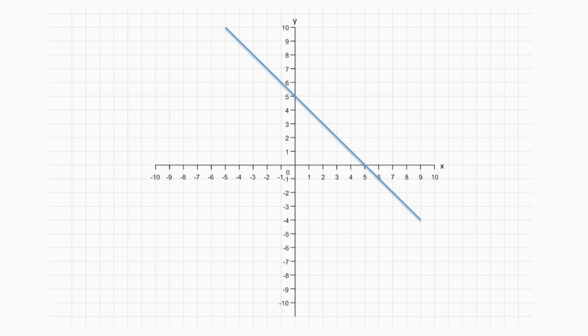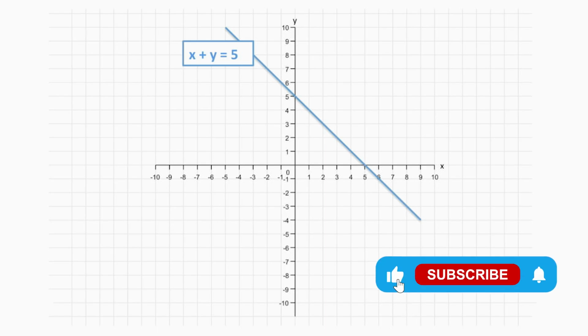And then when I joined that straight line up and labelled it with x plus y equals 5, now I want you to notice where that line cuts the axes, because you should notice that it cuts the y-axis and the x-axis at the number 5. And that will always be the case. So for example, x plus y equals 7 would cut the x and y axes at 7.